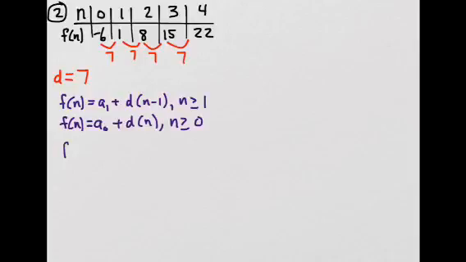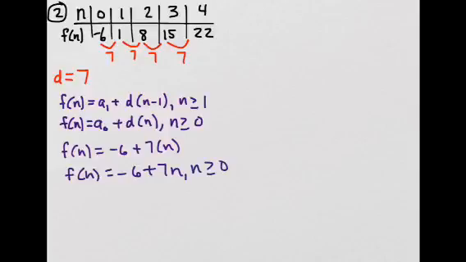So f of n, a sub 0 is -6, the difference is 7. So then f of n is -6 plus 7n. And you can leave it like this, it's fine.